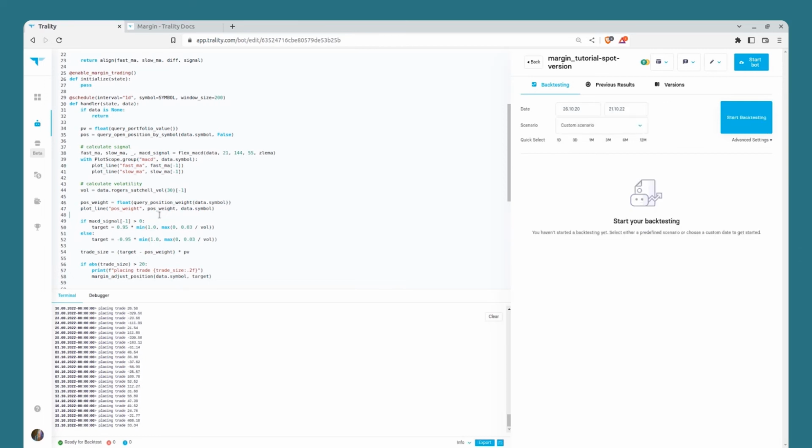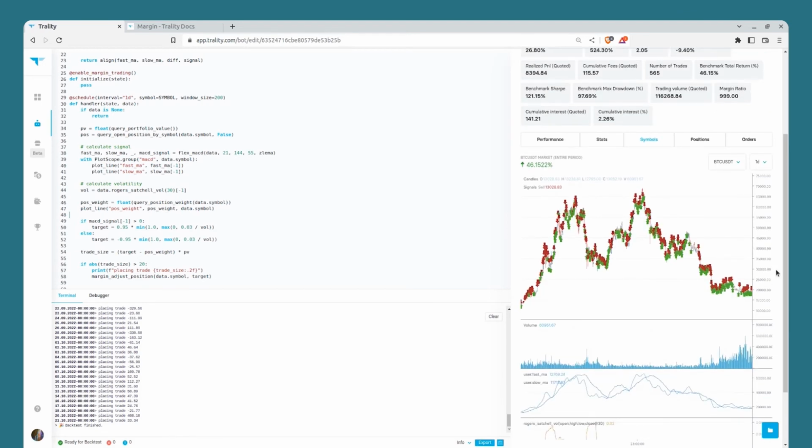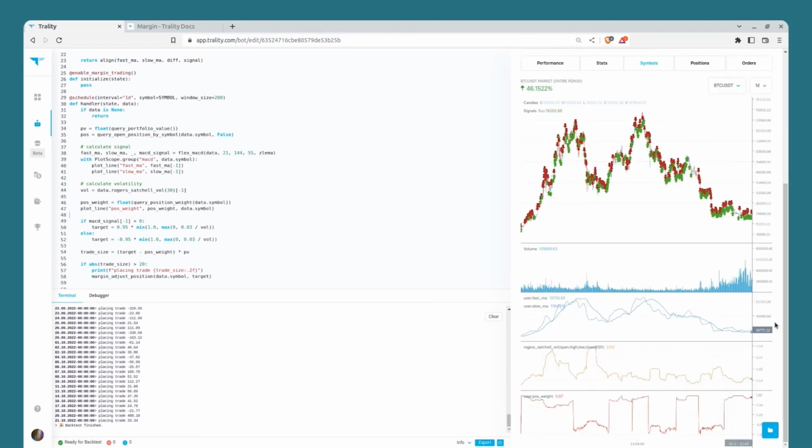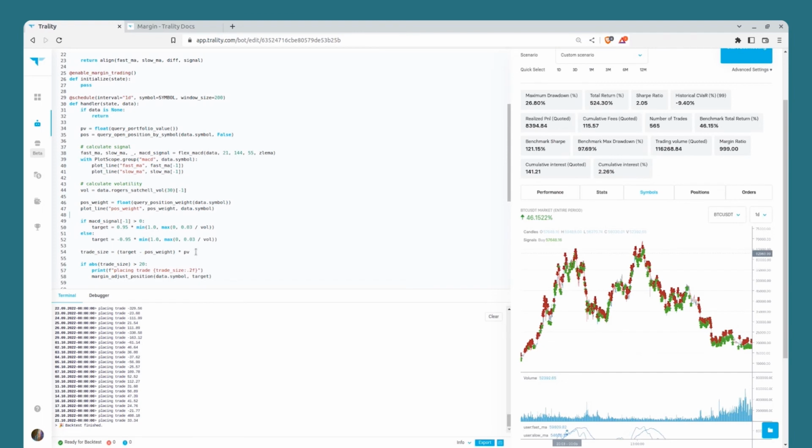We can plot that, and then we can also look at the margin level, which is basically the ratio between the assets that are owned and the assets which are owed. If that ever goes too low, you'll be liquidated, and that's generally a very expensive thing to happen. So we want to avoid that at all costs.